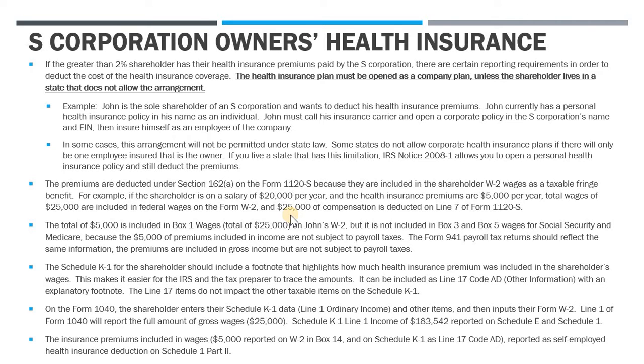If you are paying the premiums at the company level and they're being deducted, you have to include the value of the premiums in the shareholder's W-2 wages as a taxable fringe benefit. So for example, if John here is on a salary of $20K a year and his health insurance premiums are $5,000, the total wages reported on his federal tax return and in his W-2 are going to be $25,000. Okay, and then that's the piece that's deducted on line 7 of Form 1120S.